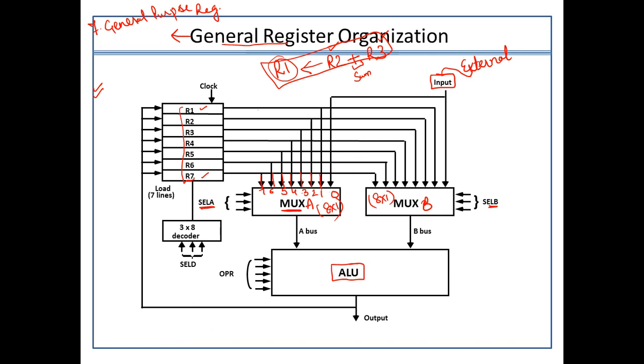Now, how could I know that I have to take the data from R2? This data is nothing but, this is a multiplexer. This is, sorry, a common bus system.